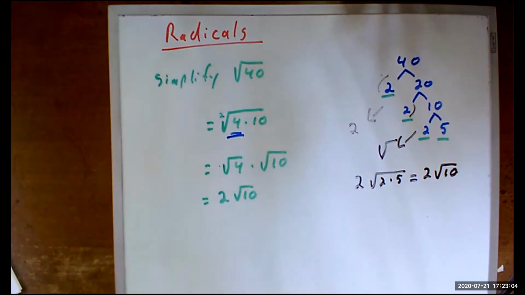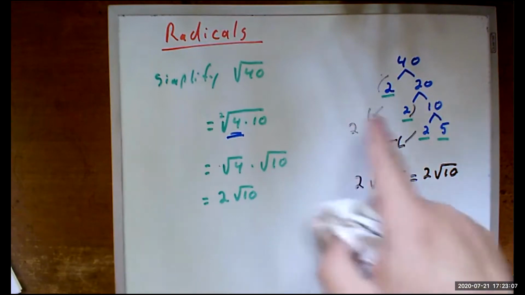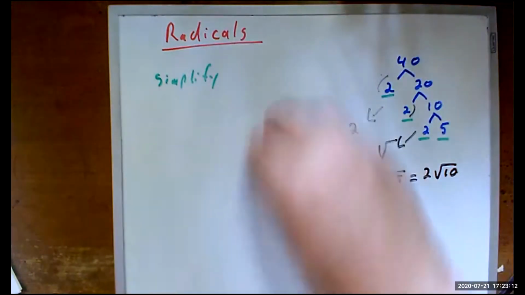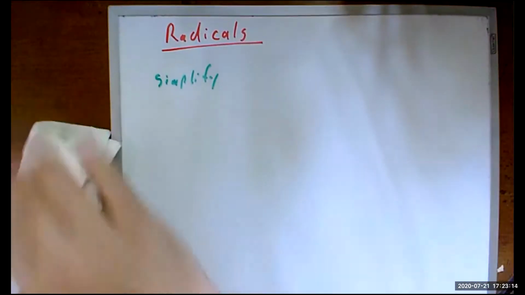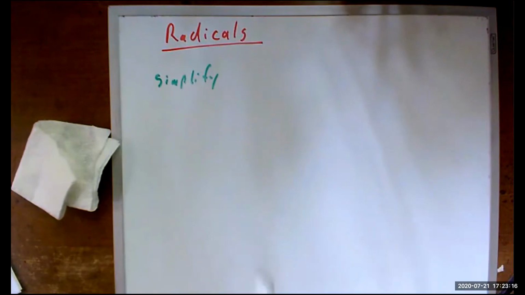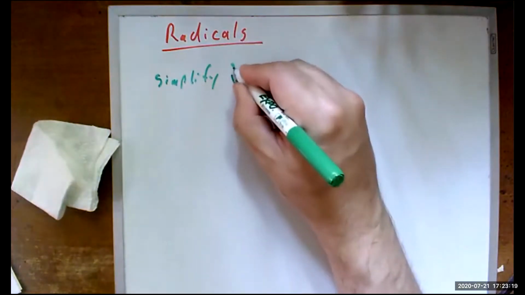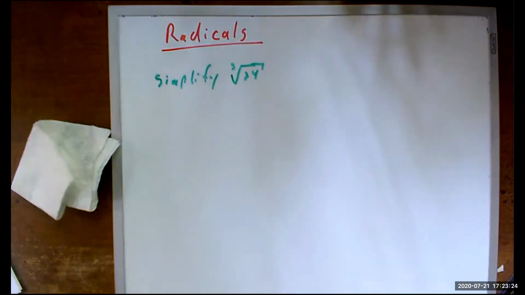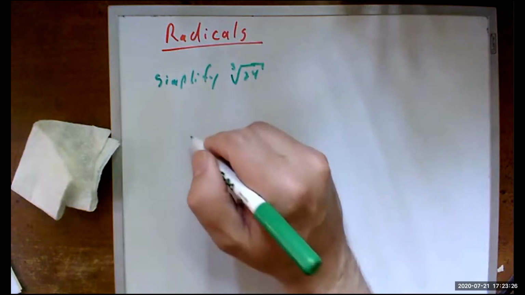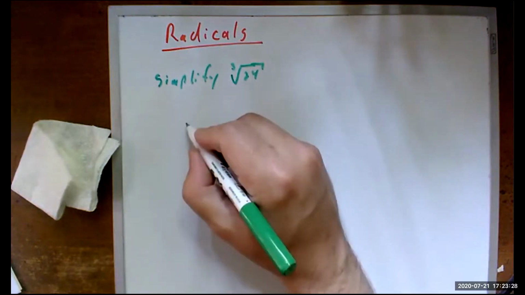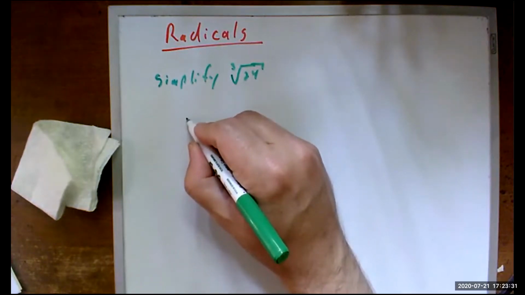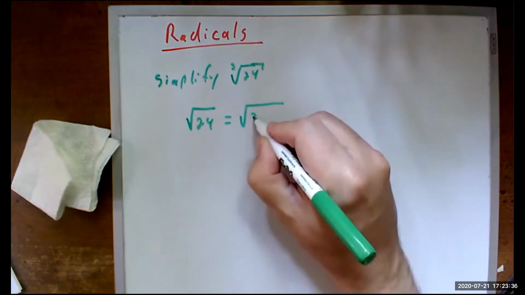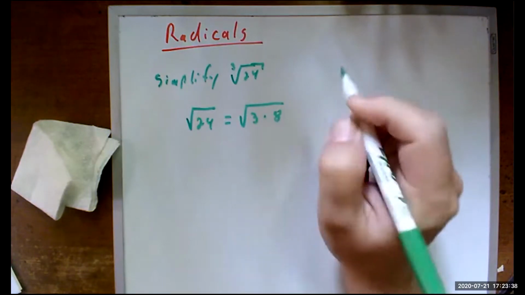I'm going to do that one more time, this time with a cube root, so you can see what happens if it's not just pairs. So this time I'm going to ask for the cube root of 24. So now instead of looking for pairs, I'm looking for groupings of 3. If you can figure these things out in your head fairly quickly, it's fine. So we're going to take the cube root of 24, and we will recognize that that can be broken down to 3 times 8.